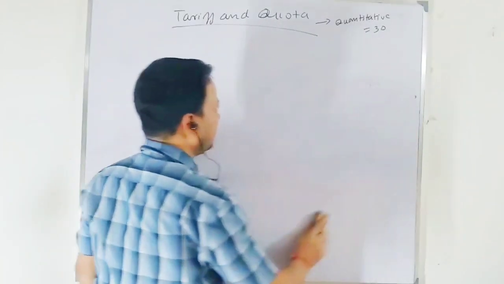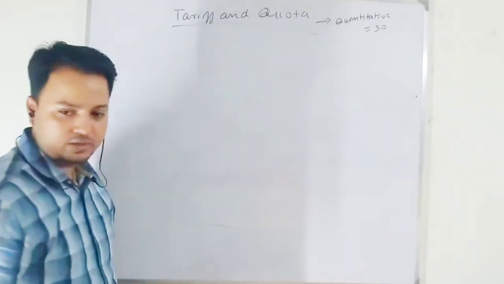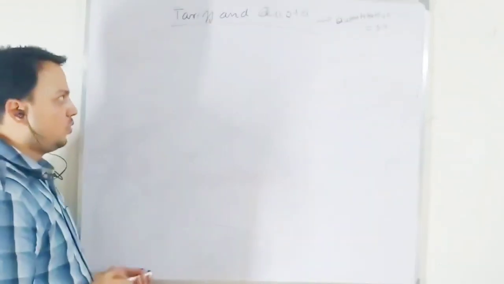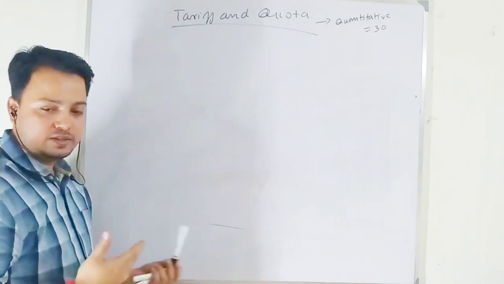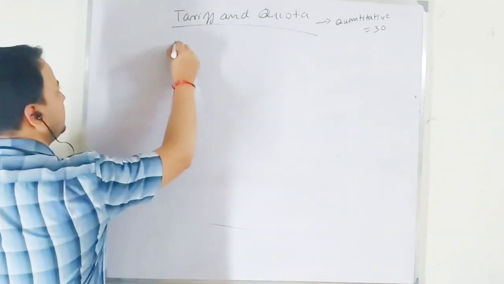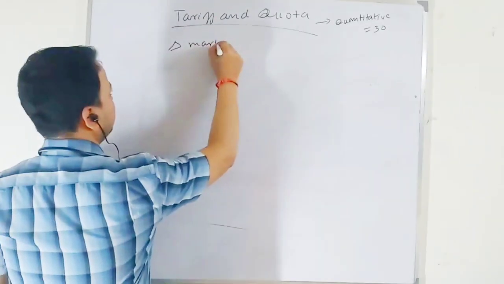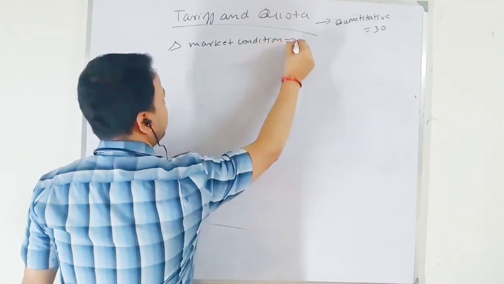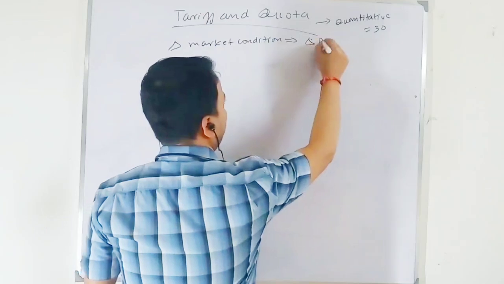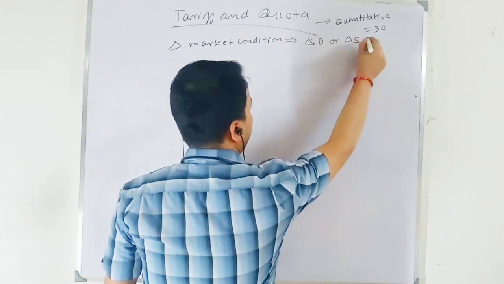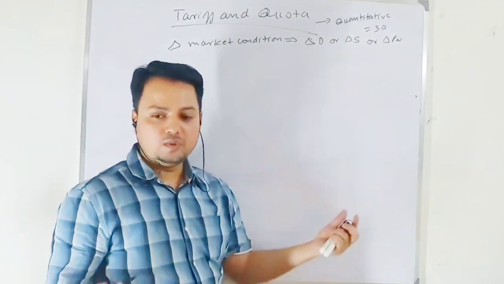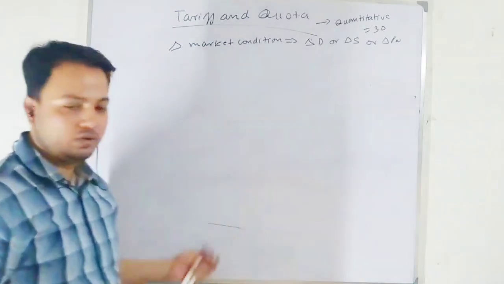So in a static market condition, your demand condition is not changing, supply condition is not changing, world price is not changing. So when I am talking about changes in market condition, that means there is a change in demand, or a change in domestic supply, or a change in world price, or a combination of any of the three. So that is going to happen.